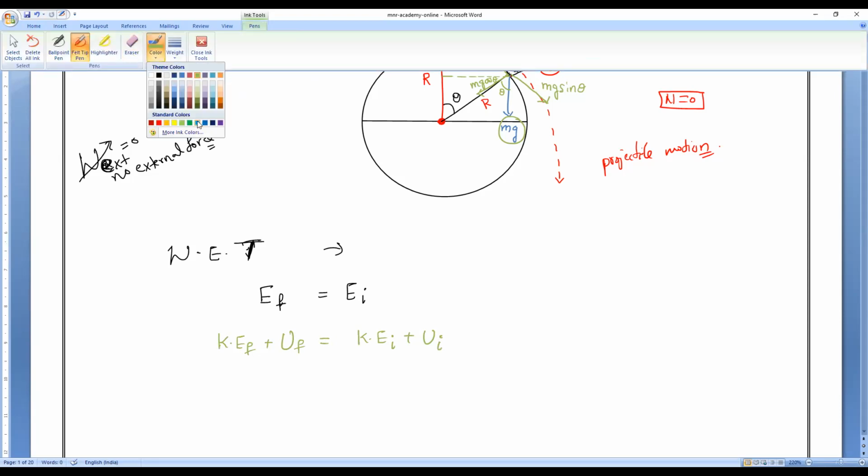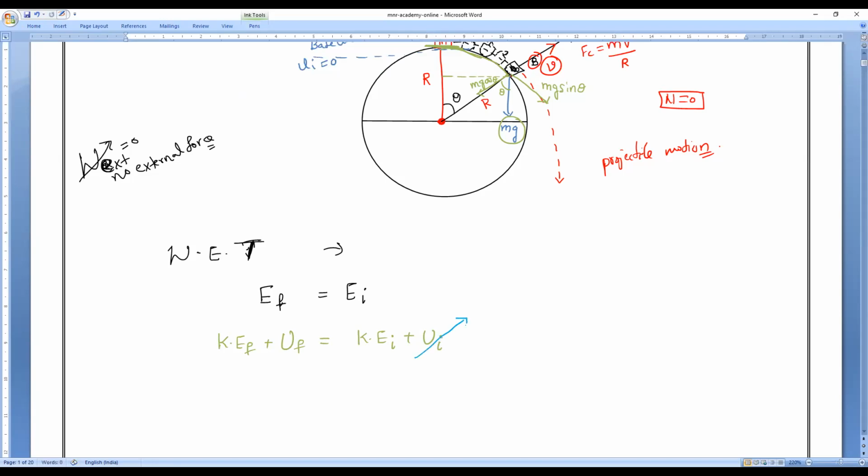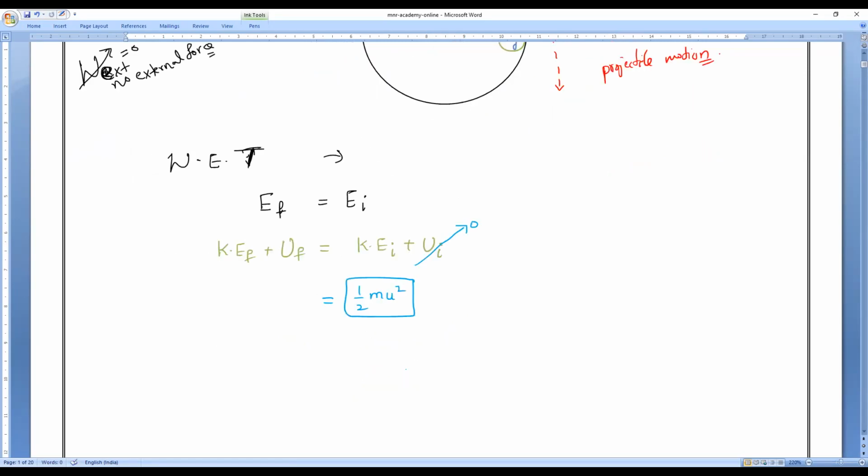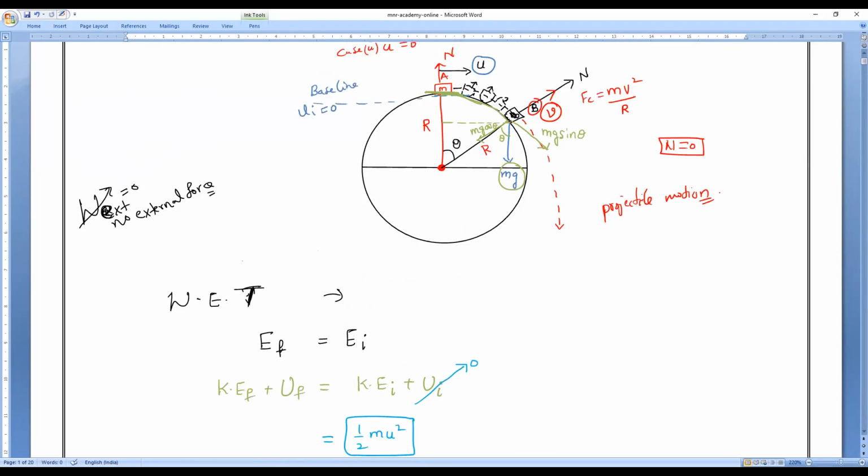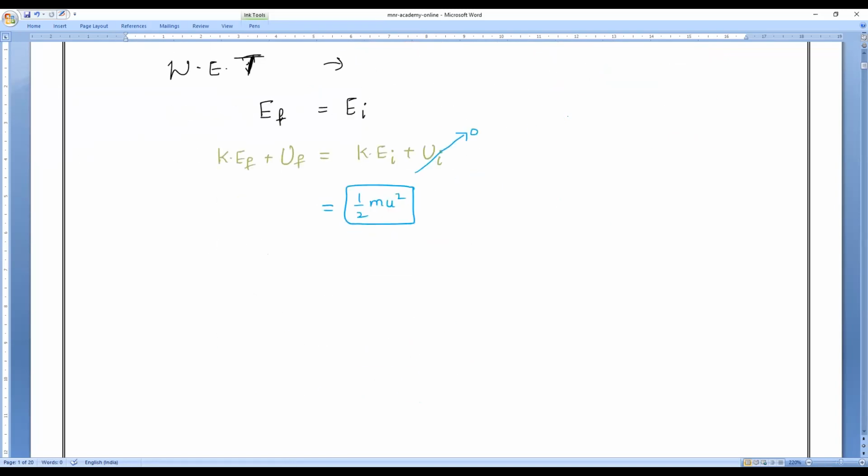Now observe very carefully. As we know, at the baseline, initial potential energy is 0. Now check it. What is the initial kinetic energy? Initial kinetic energy equals half m u square. Now at point B it has a velocity v. So what is the final kinetic energy at the point B? Half m v square.